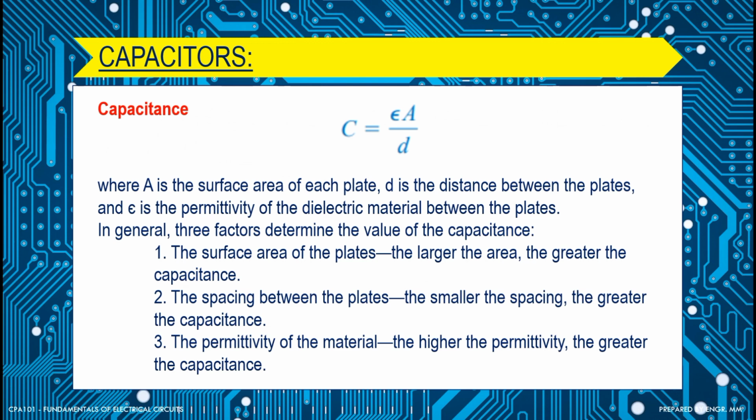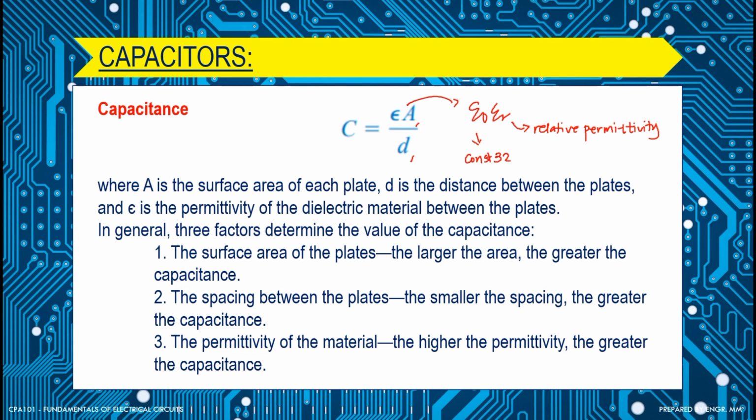Now, in terms of its physical characteristic, we can solve for the capacitance. C is equal to EA over D, where E here is equal to E0. E0 is the constant, 8.854 times 10 raised to negative 12, while E sub R is the relative permittivity of a material. So in this formula, A is the surface area of each plate, D is the distance between the plates, and E is the permittivity of the dielectric material.